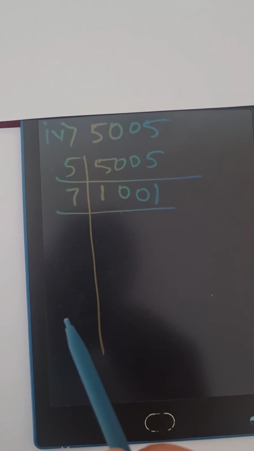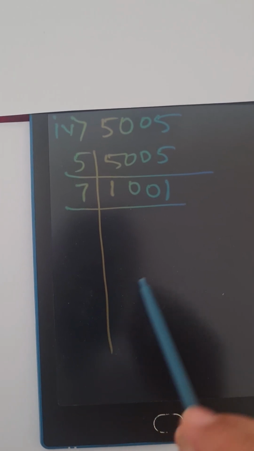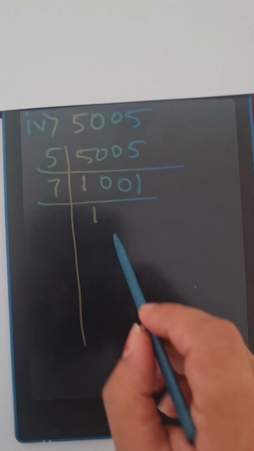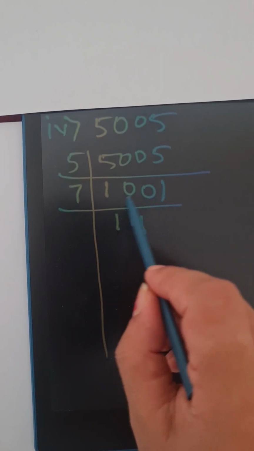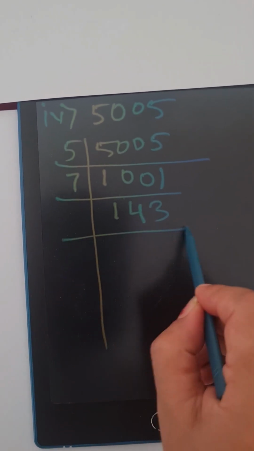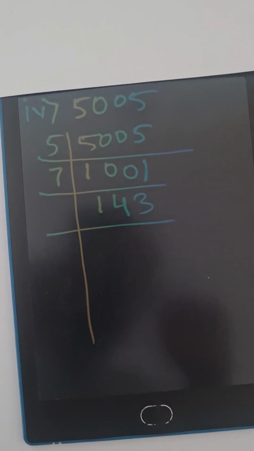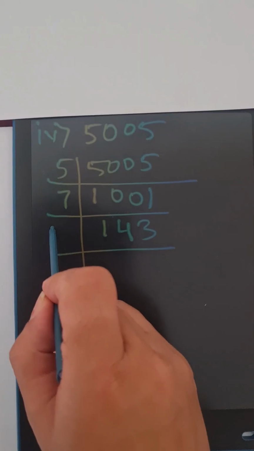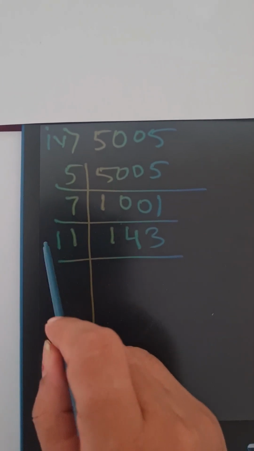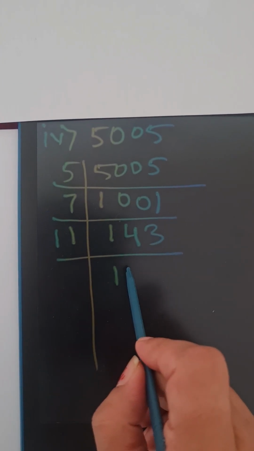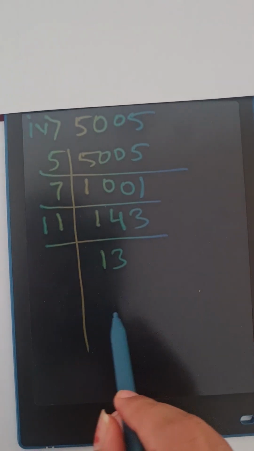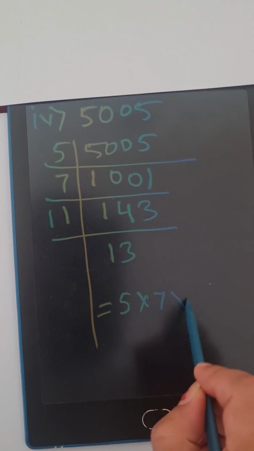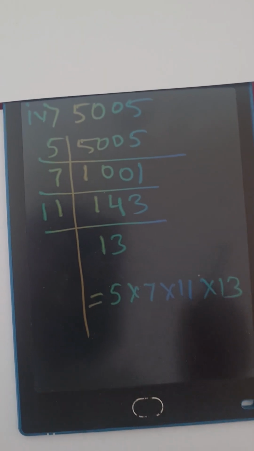7 ones are 7, 7 fours are 28, 7 threes are 21, so we get 143. Now can I further divide this number 143? Observe, we can say that this number is divisible by 11. So 11 ones are 11 and 11 threes are 33. So this 5005 we can write as 5 into 7 into 11 into 13.